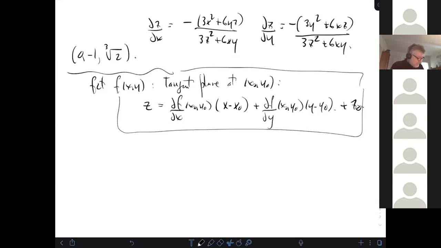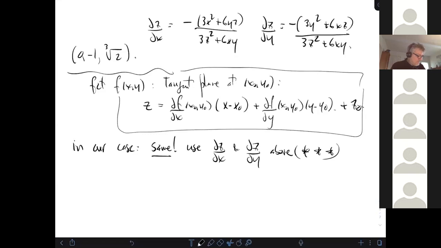But now we have implicitly defined functions. So what do we do? In our case, it's the same. Use del z del x and del z del y from above. At the point you're interested in, and because it's implicit, you need the value of z at the same time. So that's the point (0, -1, cube root of 2). So let's just compute these values.